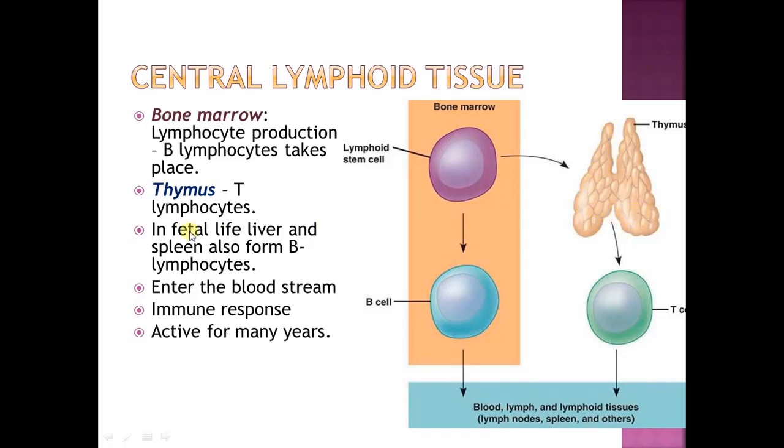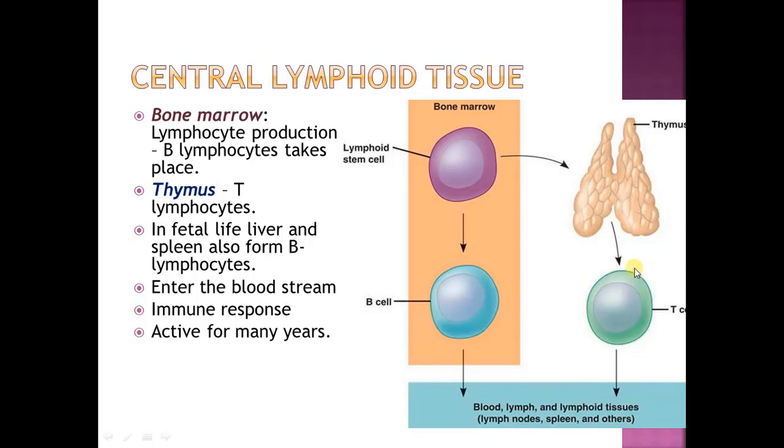producing T lymphocytes. So how T lymphocytes are produced: the precursors from the bone marrow during the developmental stages migrate to the thymus, and from there they get transformed into T lymphocytes. So T stands for thymus, so that is why they are called T lymphocytes.